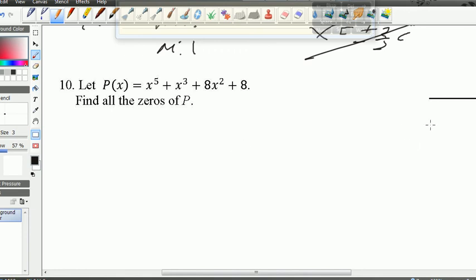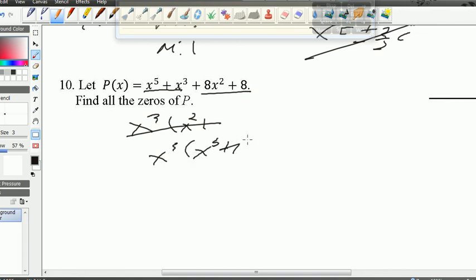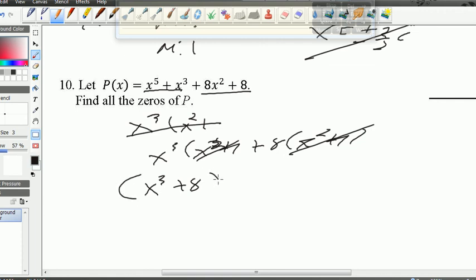Two pieces at a time. I'm going to try to pull out a what here? Two pieces there, two pieces there. I can pull out an x cubed. I'm going to be left with x squared plus 1. Right? We're going to pull out an 8. We're left with x squared plus 1. Kill the twins. I'm left with an x cubed plus 8, and I'm going to be left with an x squared plus 1.